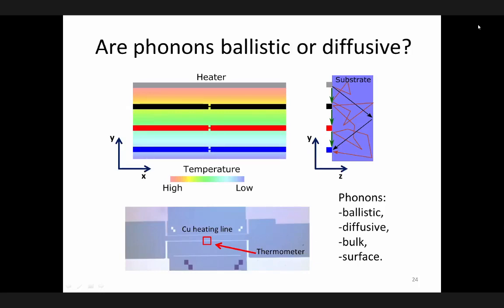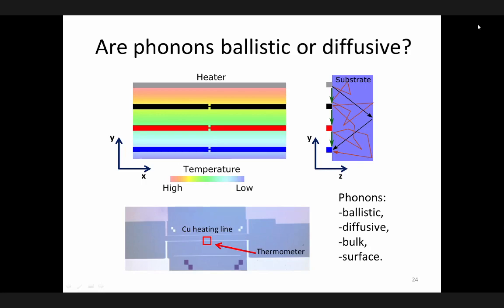Here is a copper heating line, and at a small distance of 3 micrometers I put the thermometer. So this is a bridge, okay, bridge. And then at some further distance I can put another one and another, so I can see this phonon wave as it travels along the substrate. And on the way, of course, we have this kind of processes. Okay, just systematically plotted.